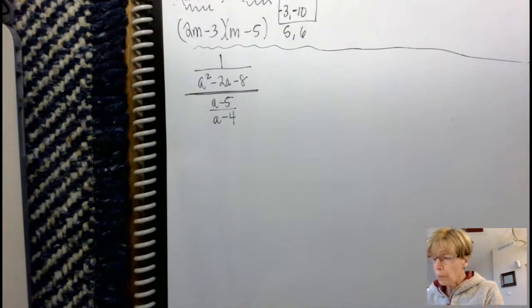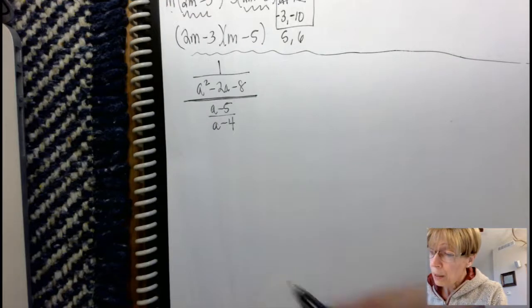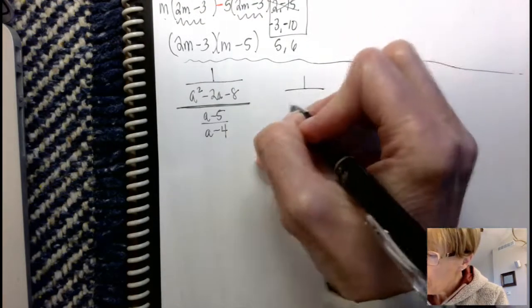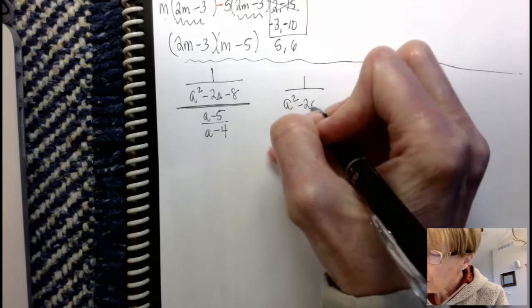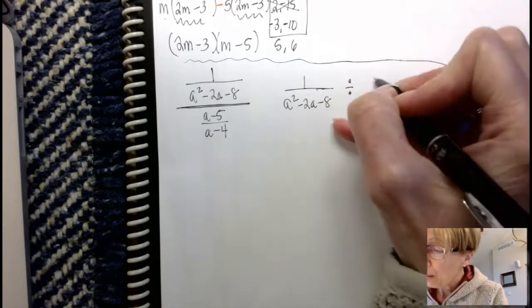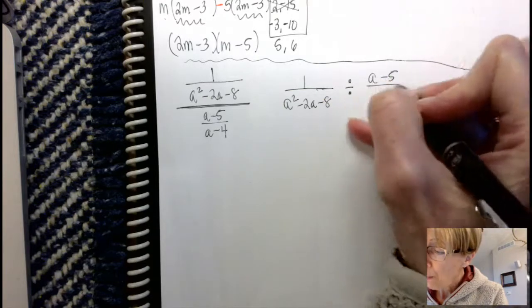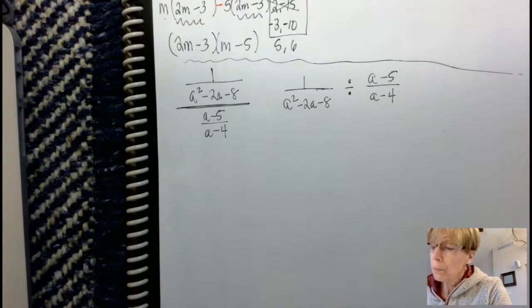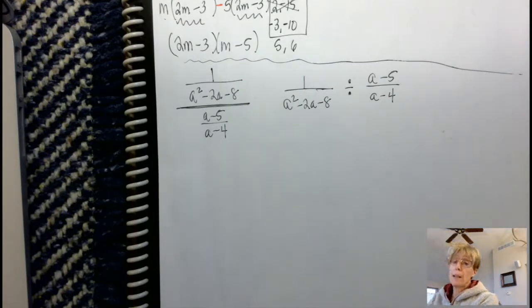what's going to happen is if I go old school, I'm going to rewrite this as 1 over a squared minus 2a minus 8 divided by a minus 5 over a minus 4. Now the thing that we need to remember when we're dividing is a little saying: when dividing, don't ask why, flip the second one and multiply.